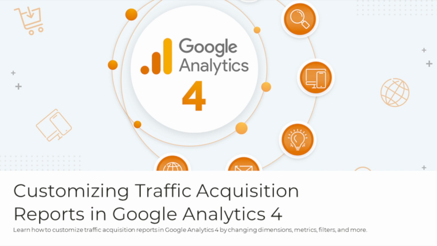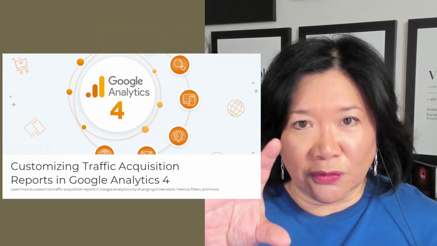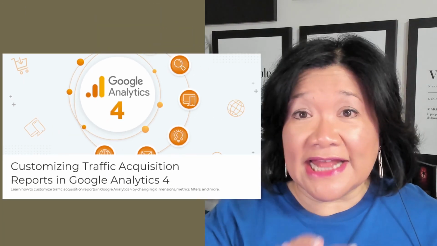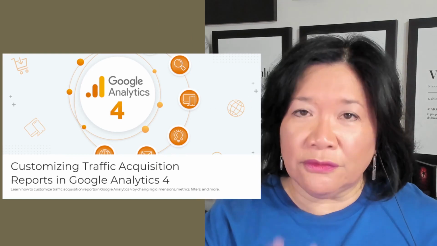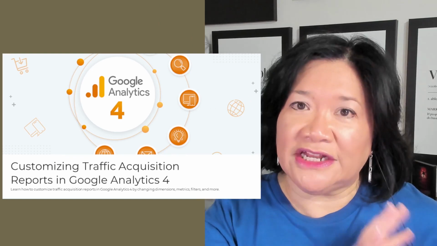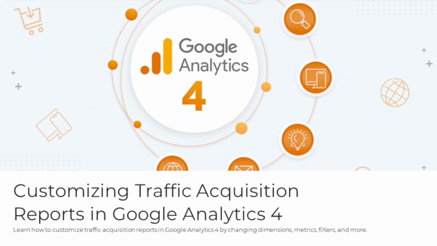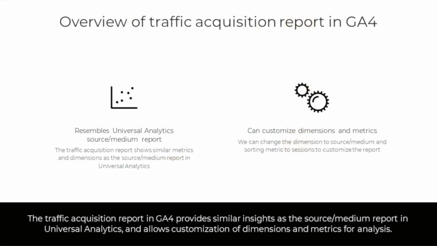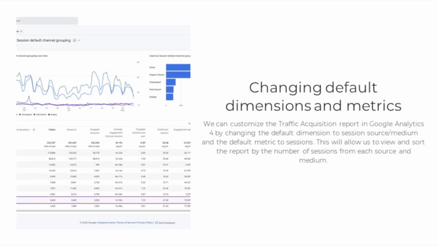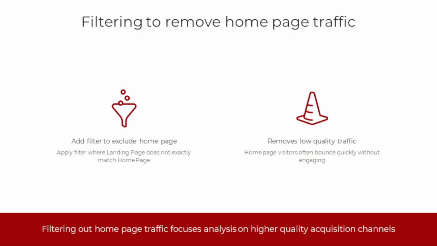There's also a way to see how traffic is acquired. It's much different than before. If you remember, within Universal Analytics, those of you who have experience with Universal Analytics, it was where you looked at the source and the medium. Well, you don't see that easily anymore within Google Analytics 4 like you did in Universal Analytics. So this actually walks you through how to find that and how to get that traffic acquisition report, to set the dimensions and settings to actually see.